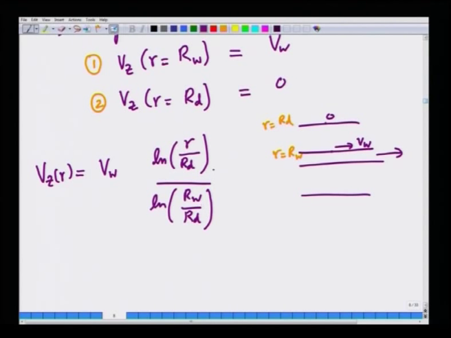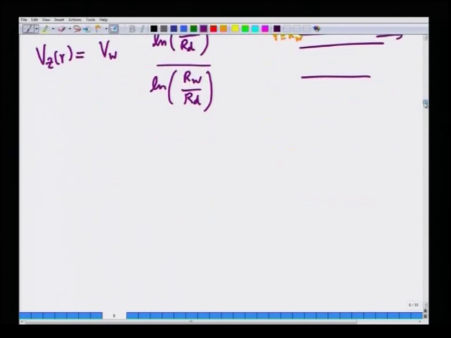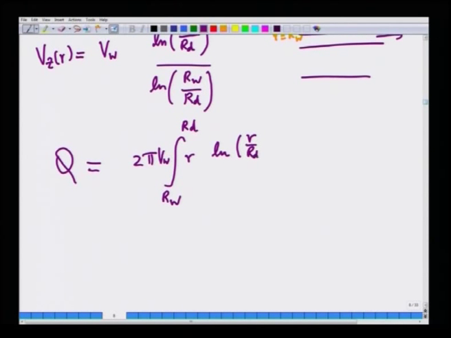This satisfies the two boundary conditions that at r equals r wire, you have the velocity of the wire, and at r equals r die, logarithm of 1 is 0. So, you have 0 velocity. Having done this, we can find the volumetric flow rate. The volumetric flow rate is simply 2 pi, which is the answer from the theta integral, times the integral from r equals r wire to r die of r times v z of r, which is v w times log of r by r die divided by log of r wire by r die.